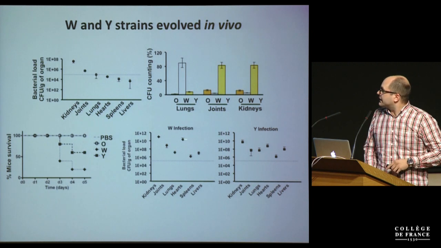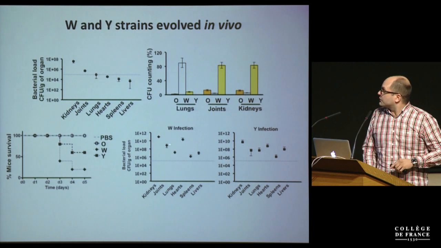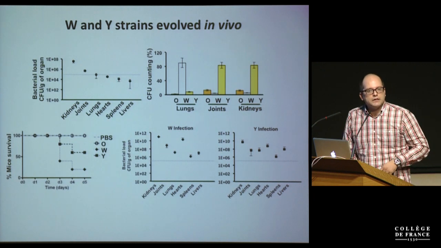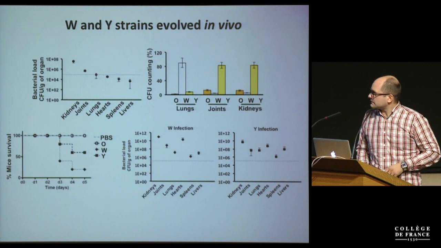With the other strains, the white and the yellow that come after the differentiation, we looked at the infection potential. This is just to show that the infection potential of these new strains is also pretty high. So these new strains are also able to infect and kill mice, just like the origin strain.